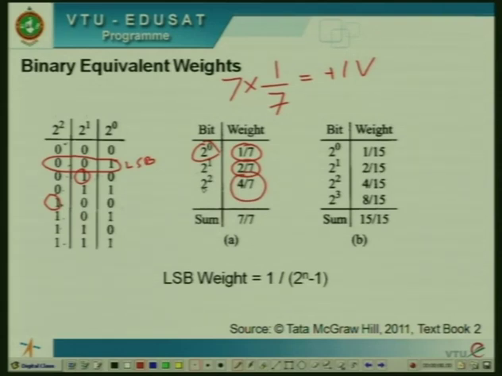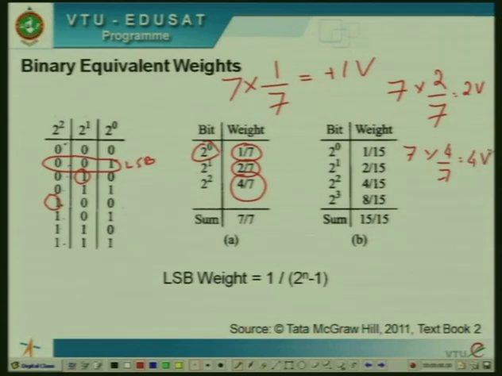So if I were to ask you, what is going to be the value of the second LSB? The value of the second LSB would be 7 times 2 by 7, because the weight is 2 by 7, so I have to multiply it by 2 by 7. That is nothing but 2 volts. Similarly, the weight of the MSB is 4 by 7, so the value of the MSB would be 7 times 4 upon 7, which is 4 volts.